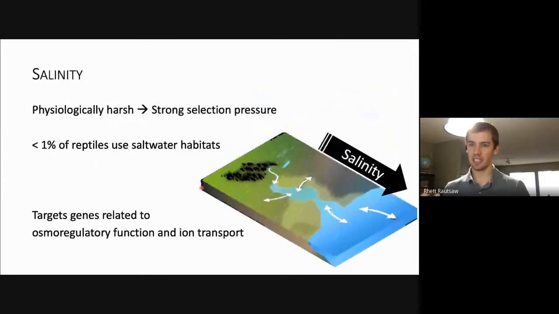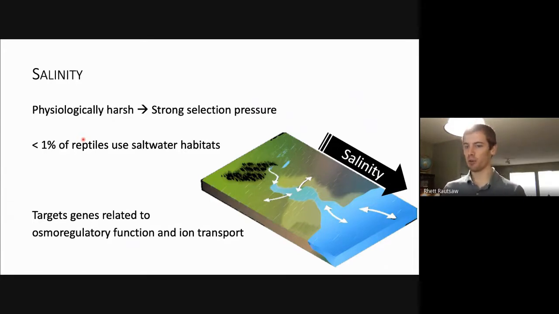So we're studying salinity as our ideal environmental pressure for testing ecological speciation because it's a physiologically harsh selection pressure. I don't know if any of you have ever drank seawater before, but it's not really good for you. And in fact, it's not really good for anything unless you're specifically adapted to that environment. For example, less than 1% of reptiles are known to use saltwater habitats. But what is wonderful about salinity is that its targets in the genome are pretty obvious and pretty well described. It's going to target genes that are related to osmoregulatory function and ion transport.